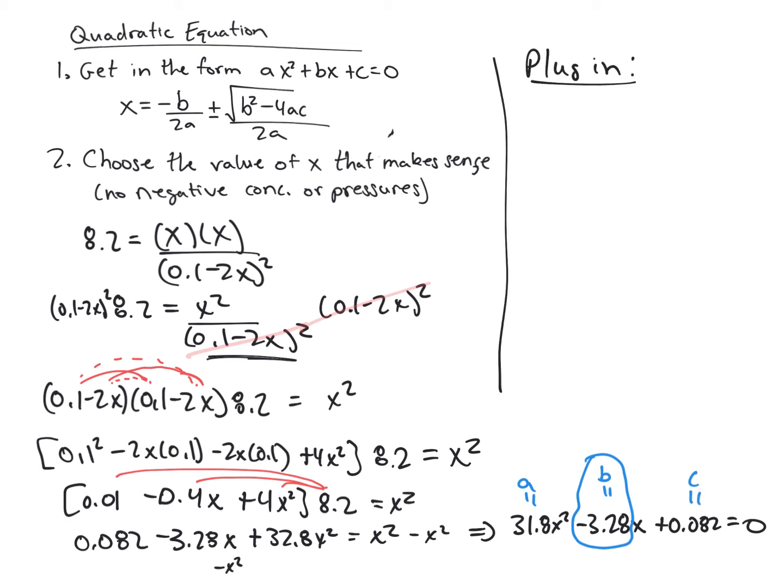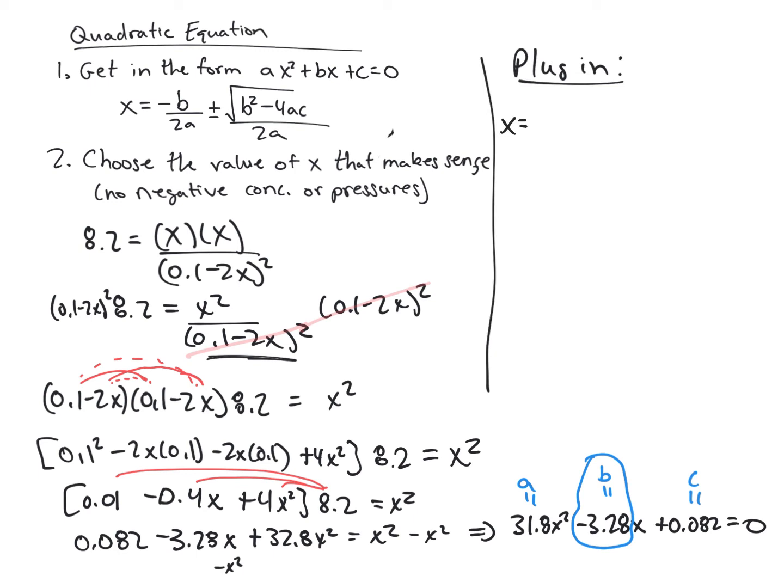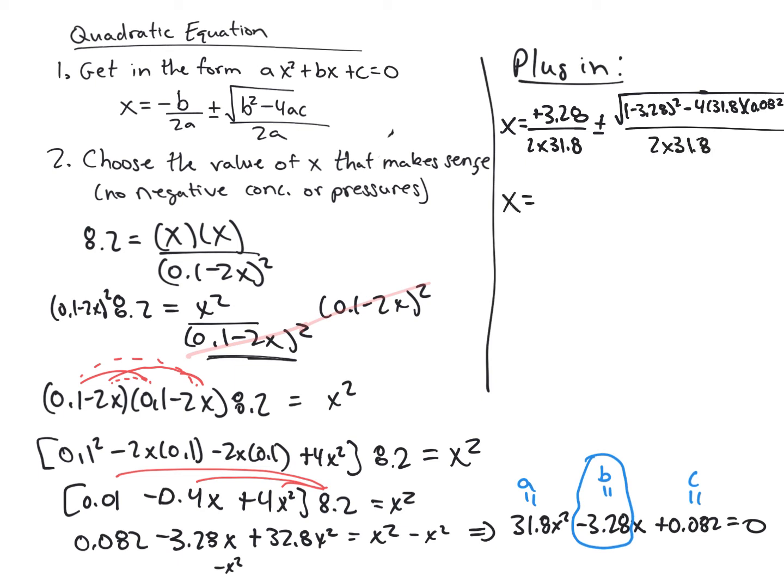Okay, now I can plug in. x equals negative b, so negative 3.28 times negative, that's positive 3.28, over 2 times 31.8, plus and minus the square root of b squared, so that's negative 3.28 squared, minus 4 times 31.8 times 0.082, over 2 times 31.8. And when I do that, I get the following values for x.